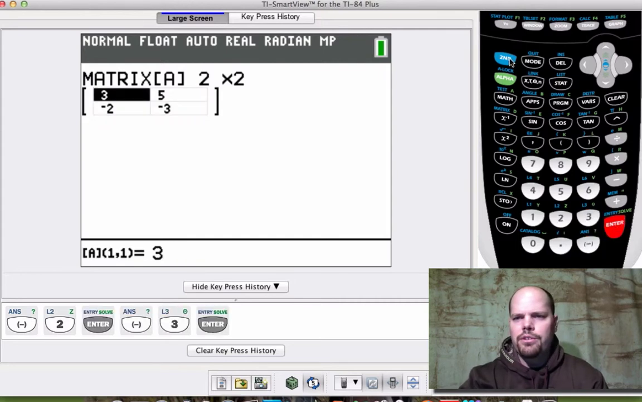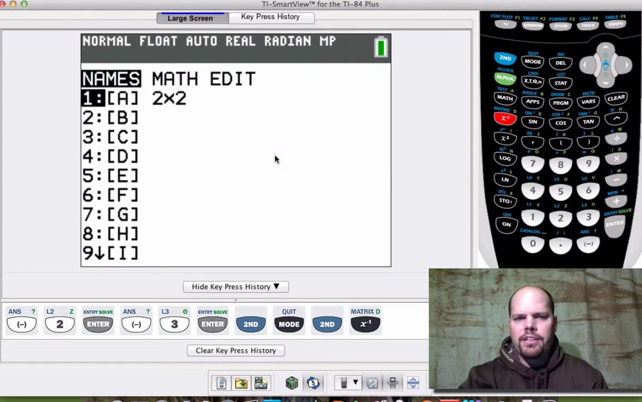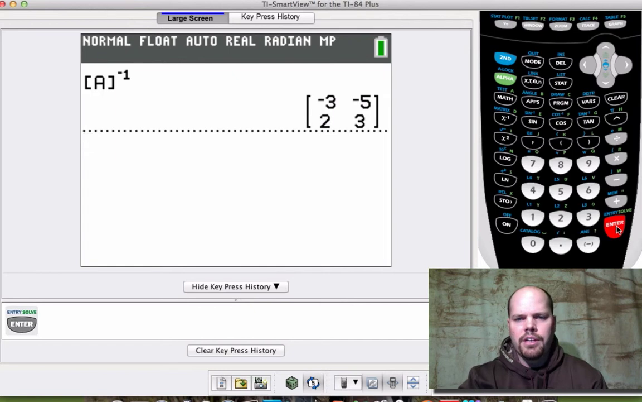Then you quit out of there, go back to matrix, and on the name select matrix A, and then we want the inverse. So once we have matrix A selected on our home screen, hit the inverse button and press enter, and it'll give us the inverse of the matrix, which is what we calculated by hand: negative 3, negative 5, 2, 3.